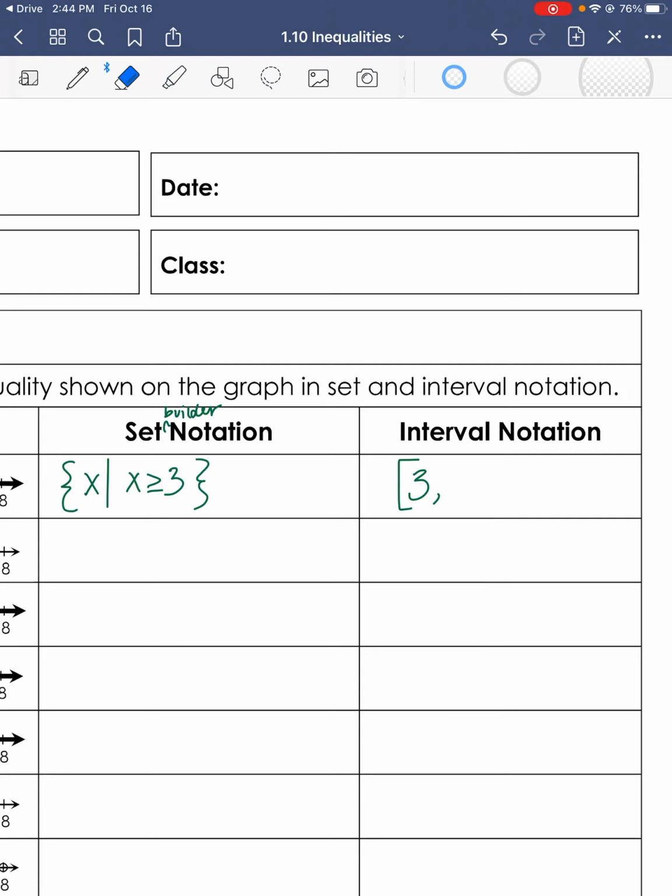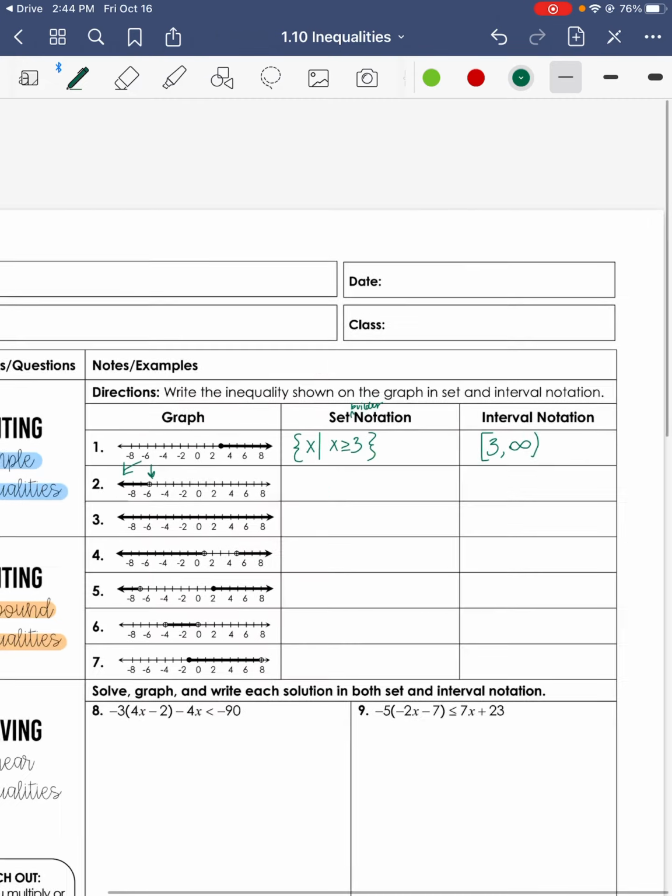And because infinity isn't really a number, so we can't say x is equal to infinity, it just represents a direction that we're going. It's never technically including infinity because it's not a number. So we will always give infinity and negative infinity a parenthesis.